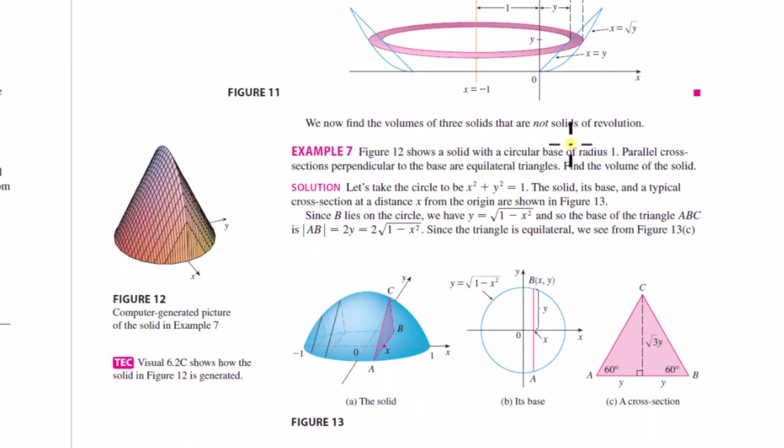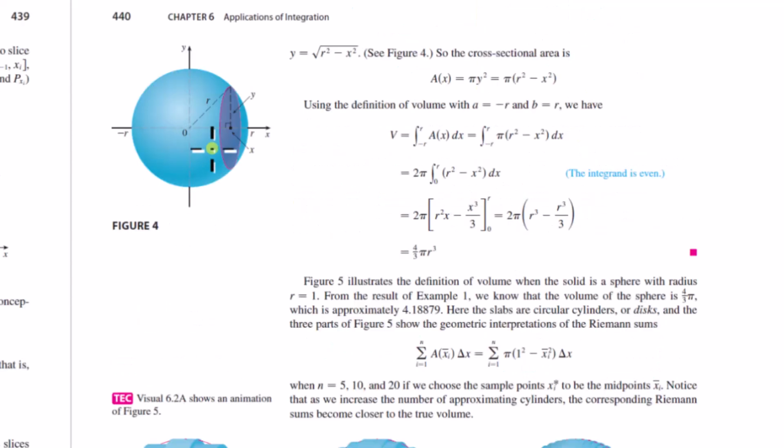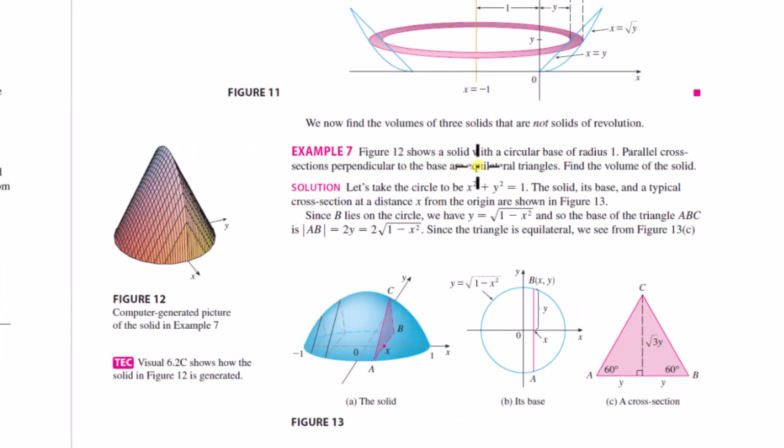I would say that in example 1, the sphere, we didn't treat this as a solid of revolution. So the first example wasn't a solid of revolution, just to point that out, but the rest were. Figure 12 shows a solid with a circular base of radius 1. Parallel cross sections perpendicular to the base are equilateral triangles. Find the volume of the solid.